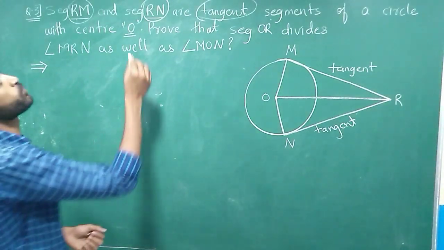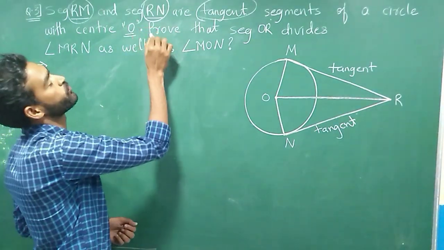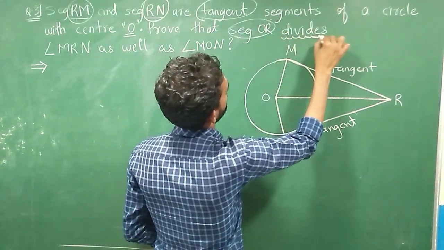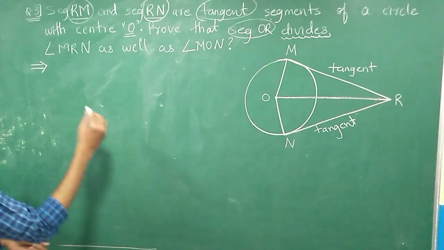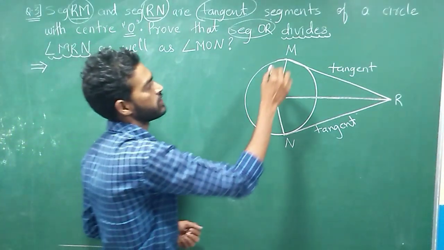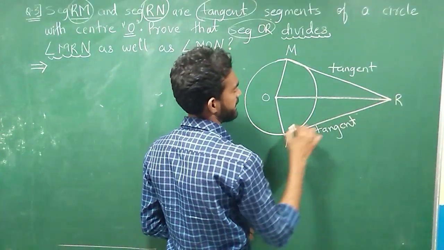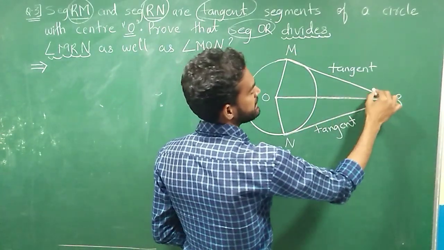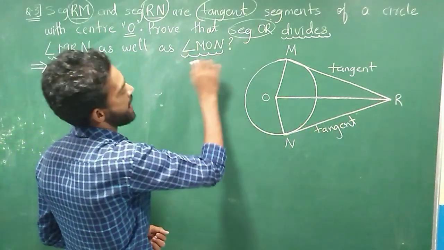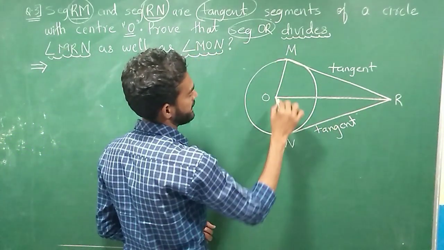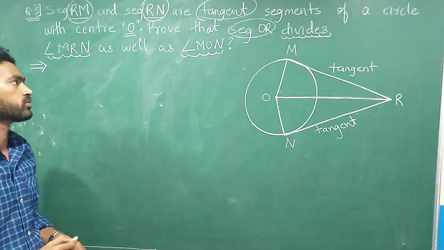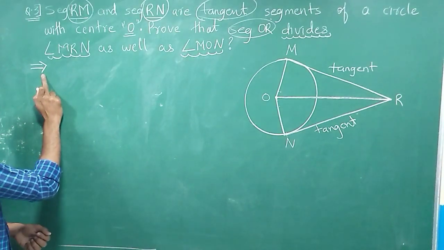Now next, we need to prove. What do we need to prove? Prove that segment OR divides the major angle MRN. Look, these two are getting divided into two equal parts. Similarly, another angle MON, again these two also get divided into two equal parts. This we need to prove. So let's start with the solution.